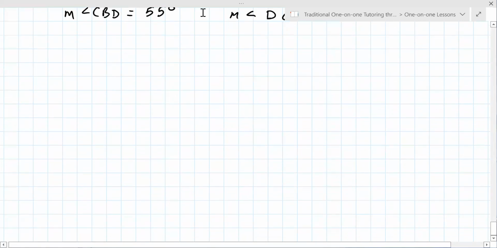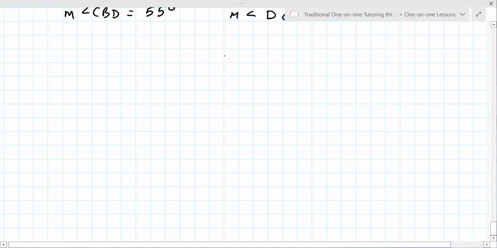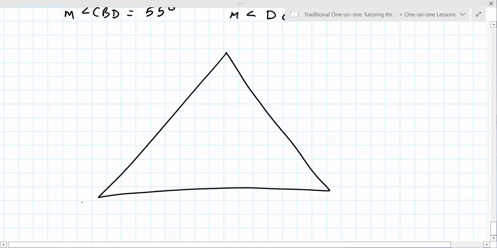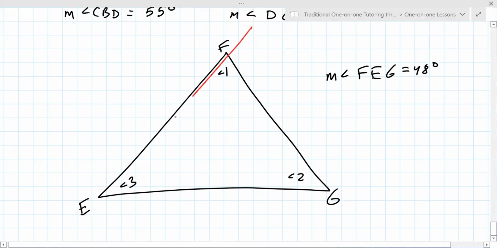Let's try this again. I have a better understanding now. That's okay, we're going to get it here. So here's a triangle, E F G, and we're going to go angle 1, angle 2, angle 3. If I tell you the measure of angle FEG is 48 degrees, which angle number is that referring to? FEG would be angle 3. Yes, very good. If it helps, and this is kind of what I used to do, you sort of draw this huge angle to indicate that one.